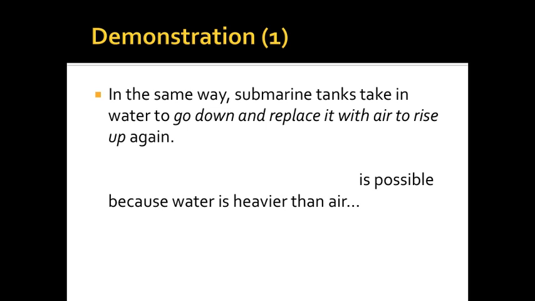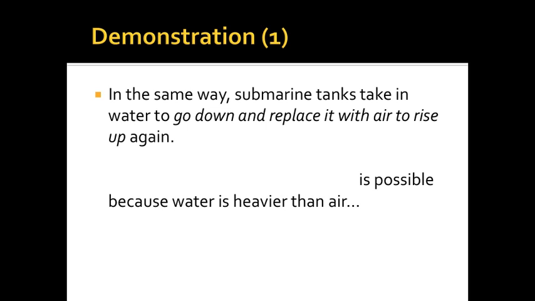Okay, let's look at the two sentences. In the same way, submarine tanks take in water to go down and replace it with air to rise up again. So go down and replace it is the rheme of the sentence. I put it in italics. And also, based on our theme and rheme strategy, if we would like to achieve cohesion, we need to put this information, go down, replace it, as the theme of the next sentence. So we need to change that to a noun. Think about what noun form we can get.